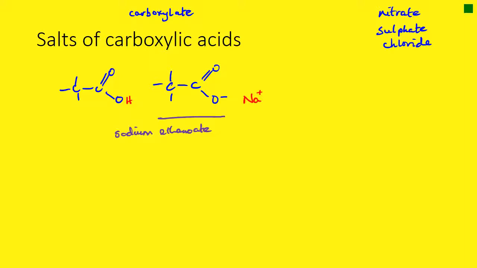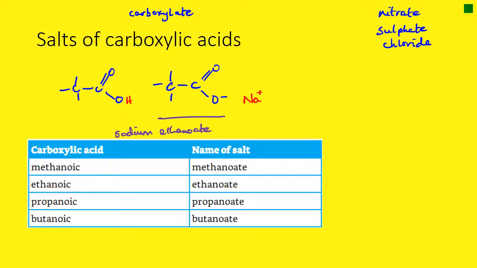So let's have a look at the first few names of the salts. Okay, so if we've got methanoic acid, then we're going to make a methanoate salt. So if you were reacting it with sodium hydroxide, for example, you'd be sodium methanoate would be the salt. This methanoate is the name of the anion of the salt, and likewise, ethanoic would be ethanoate, propanoic, propanoate, butanoic, butanoate. You get the idea. Okay, so that's how to name salts of carboxylic acids.